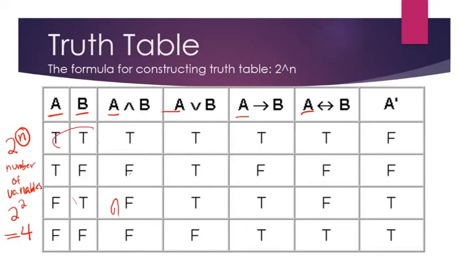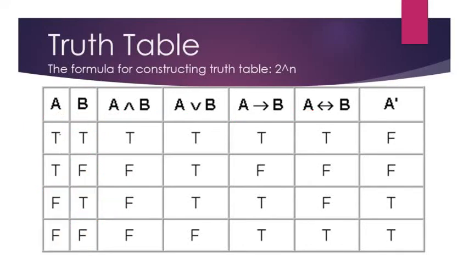Kaya, 4 situations or 4 pairs ang nilista pag 2 variables. Okay? Sir, bakit ganyan ang pattern? True, true, false, false, then true, false, true, false. So, ganito yan.